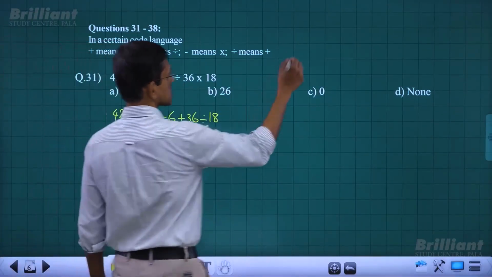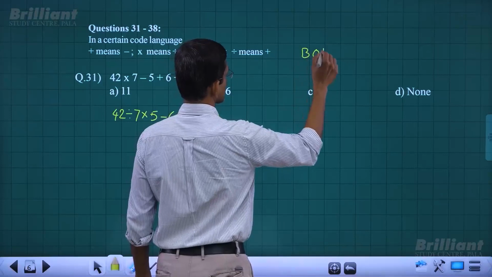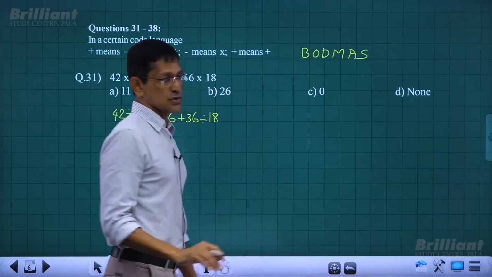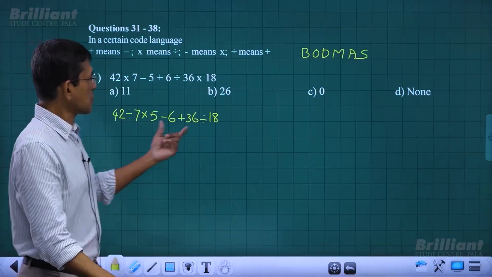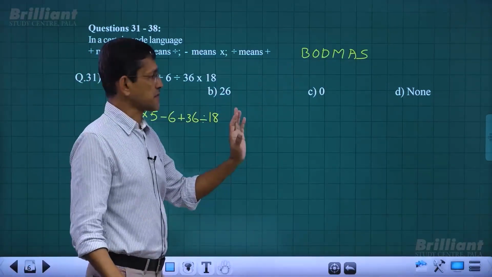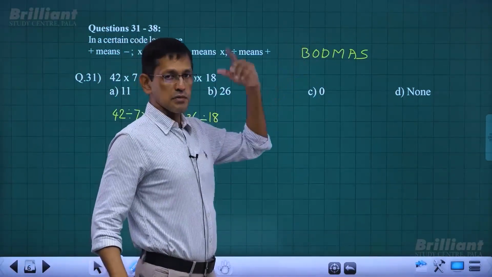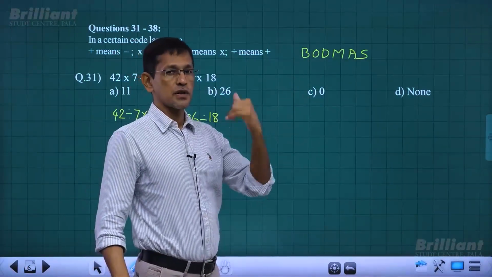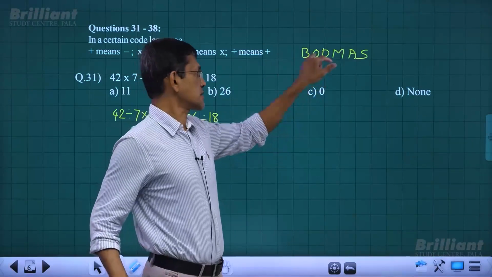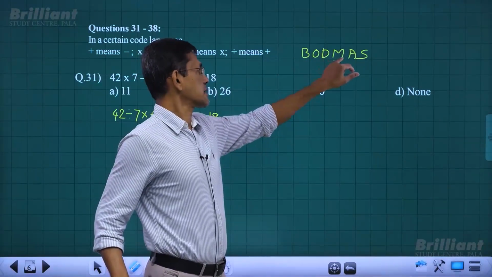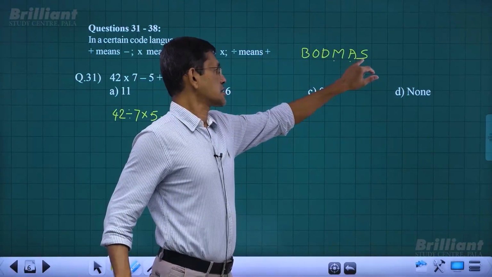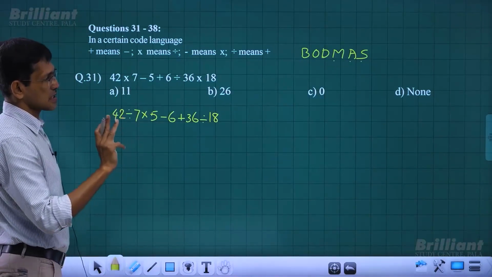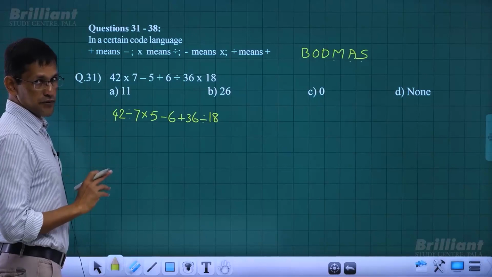What is BODMAS? I have mentioned that earlier. If you have a mathematical operation with a bracket, you go for the bracket first. Then order of, that means to the power of. Here we don't have a power situation, like 2 raised to 1, 2 raised to 4, 2 raised to 5, etc. Then division, multiplication, addition and subtraction. So we don't have bracket and order of.